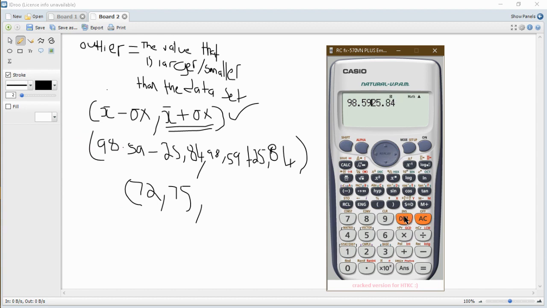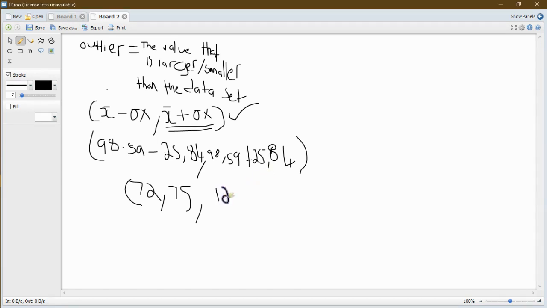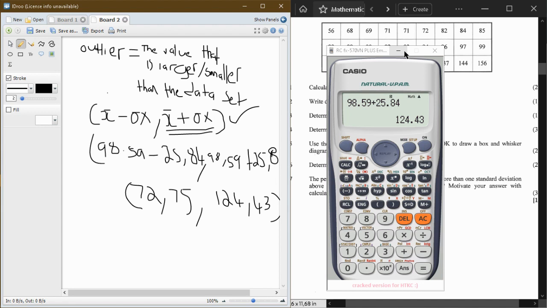So when you put a plus sign, what is it? It is 120, 124. Okay, 124,43. It's going to be 124,43. Okay, so now, since we have these values, let us go back to the question.